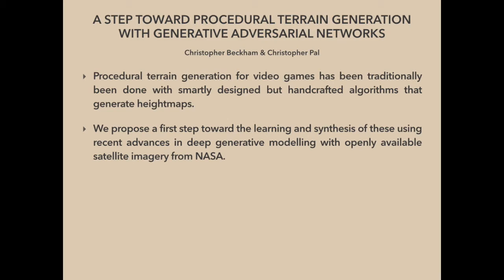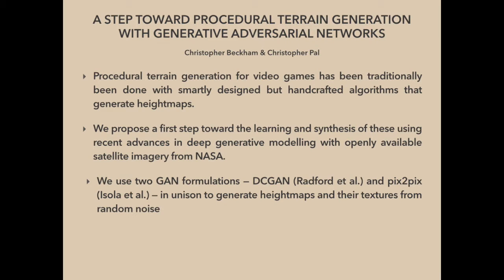Basically, we propose a first step in learning and generating these height maps using deep generative modeling. We do this using openly available satellite imagery from NASA. We use two GAN formulations that have been published in the literature, DCGAN by Radford et al. and Pix2Pix by Isola et al., and we put them together to generate height maps and their textures. From a random noise source, we generate the height map. And then from that height map, we generate the texture map, which would be like the satellite image, essentially.